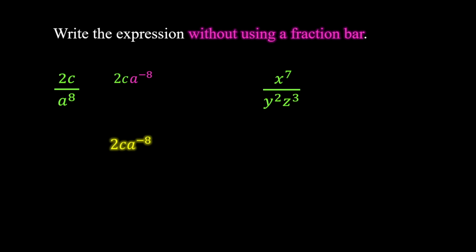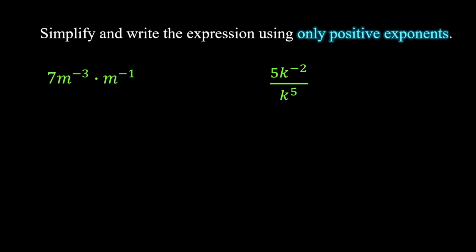Next, we have x to the 7th power over y squared z cubed. Let's move y squared to the top by changing its exponent to its opposite, making it y to the power of negative 2. Similarly, let's move z cubed to the top by changing the exponent from 3 to negative 3. Since we did not move the power of x, it remains the same. Now that everything is on top of the fraction, we can remove the fraction bar. The answer is x to the power of 7, y to the power of negative 2, z to the power of negative 3.